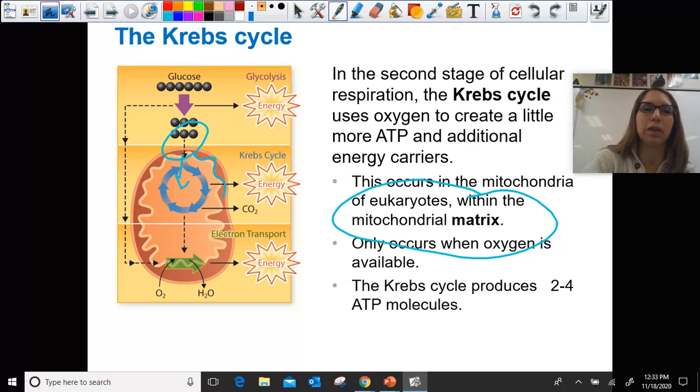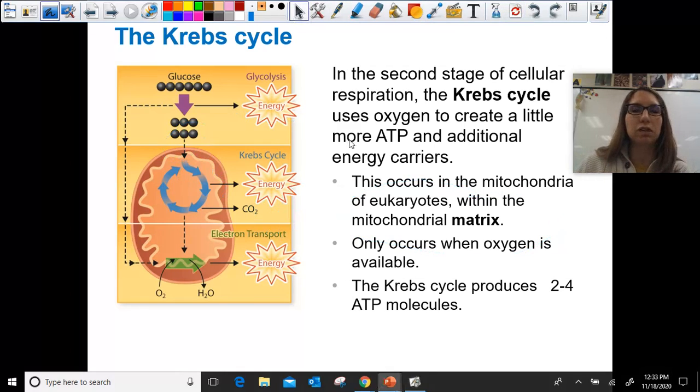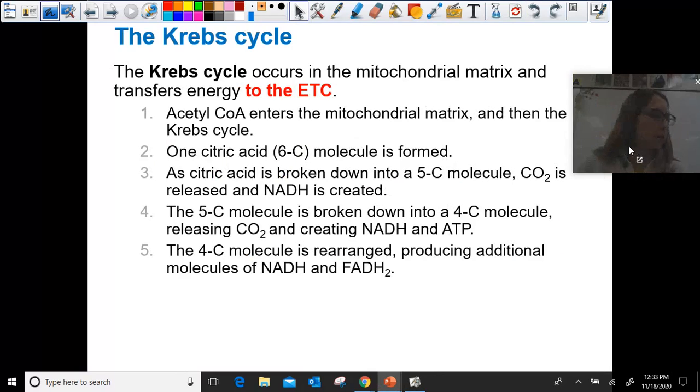We produce a total of 2 to 4 additional ATP molecules. So that means we've got 2 ATP here, and we're going to get 2 to 4 here. Beyond that, we're not sure. We're going to have to look at what we get out of the electron transport chain. But remember, a while back, I said we were going to produce a significant amount, much more than just 2, okay?